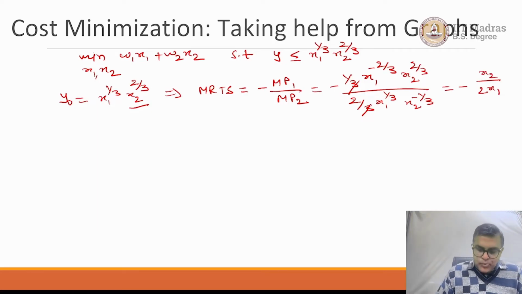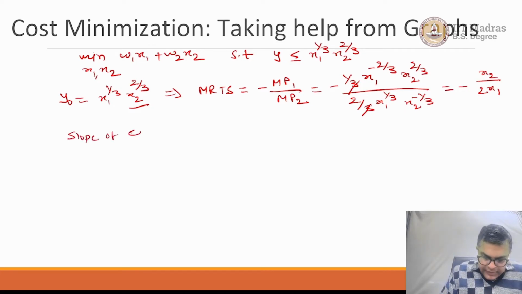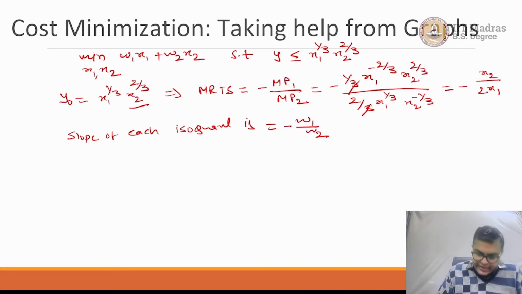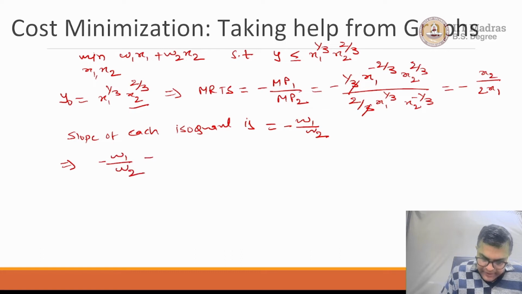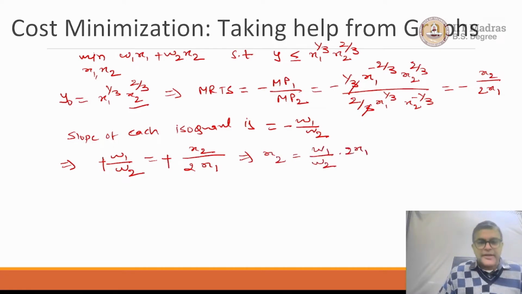And how much is the slope of each isoquant? The slope of each isoquant is minus W1 by W2. And so from here we can obtain minus W1 divided by W2 has to be equal to minus x2 divided by 2x1. So minus minus will get cancelled. So x2 is basically W1 divided by W2 multiplied by 2x1.